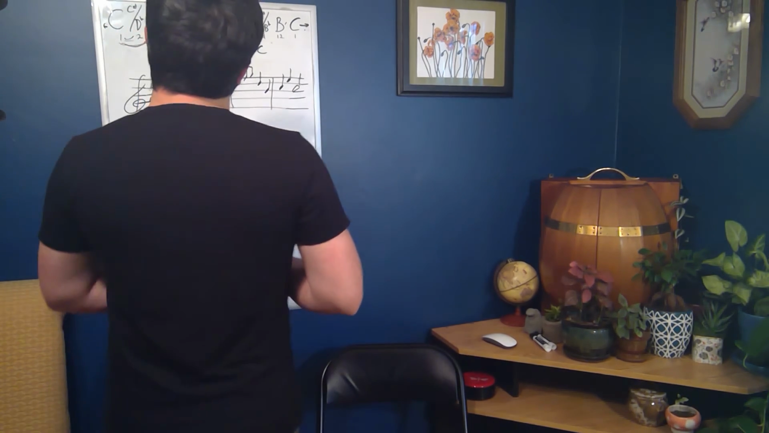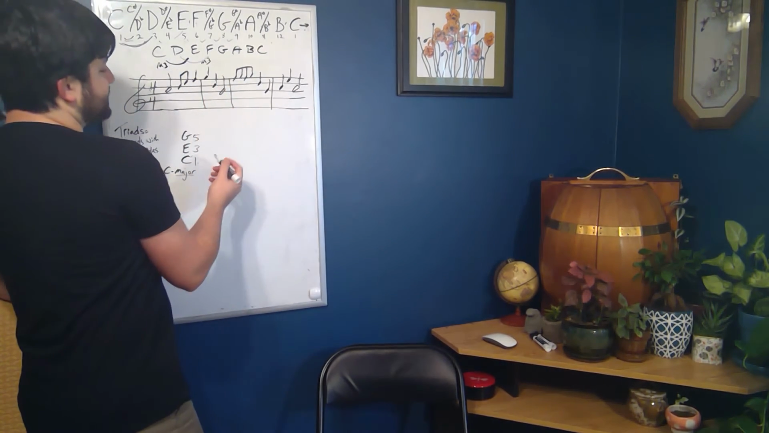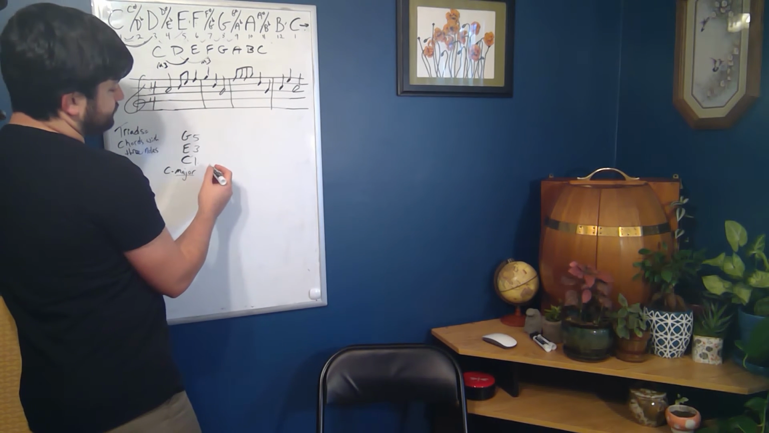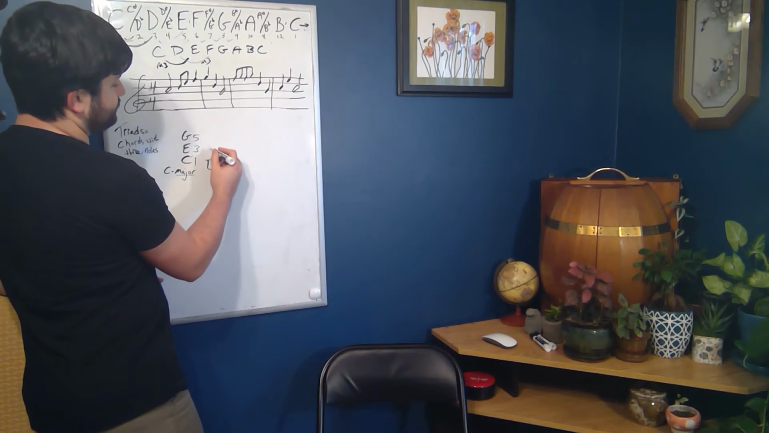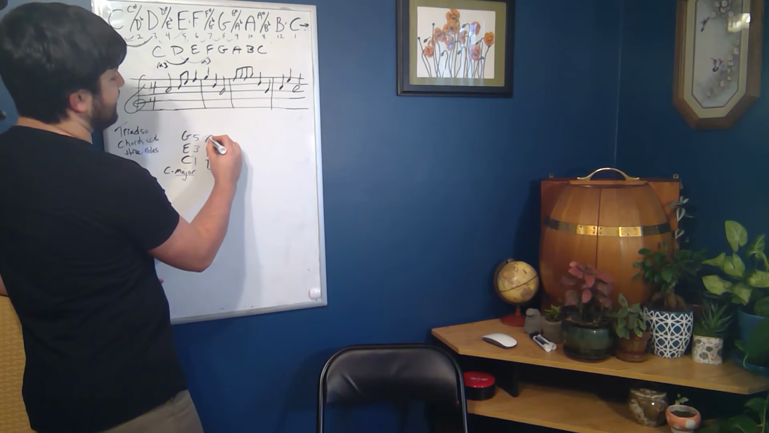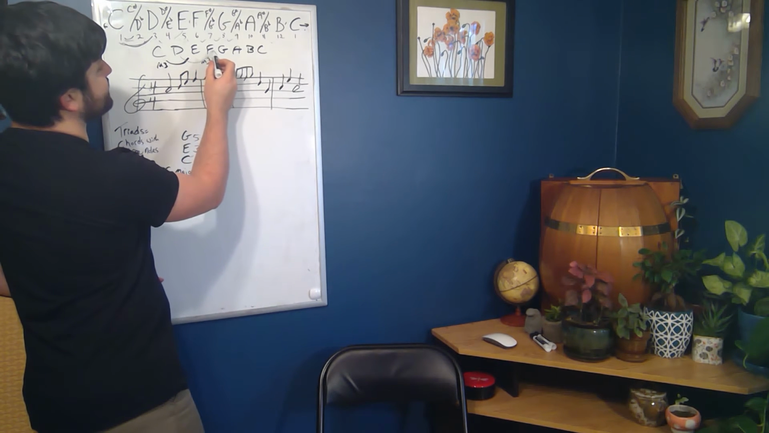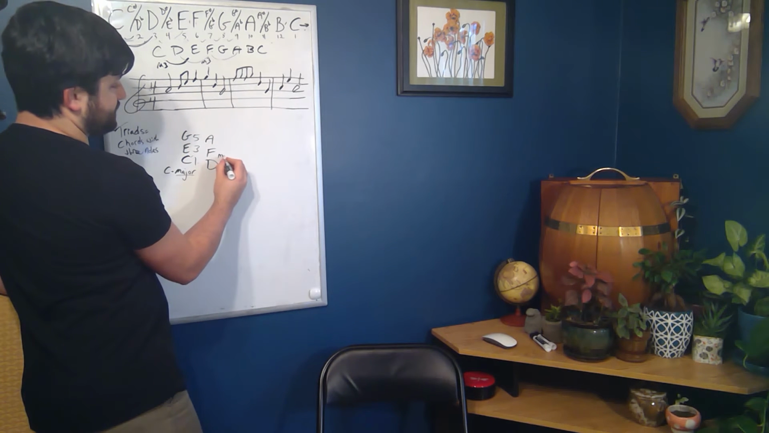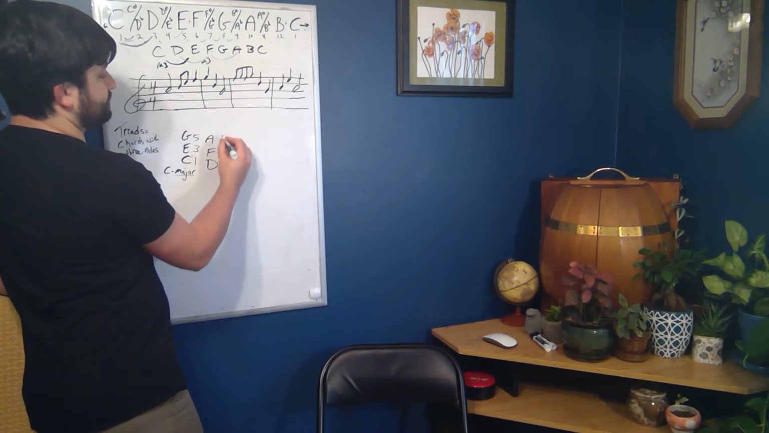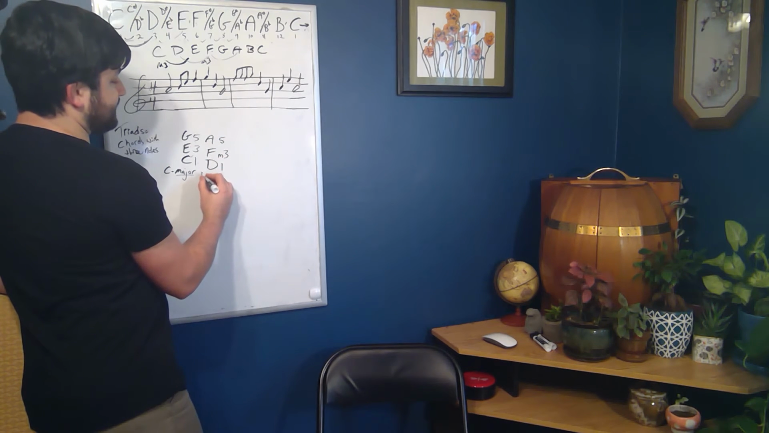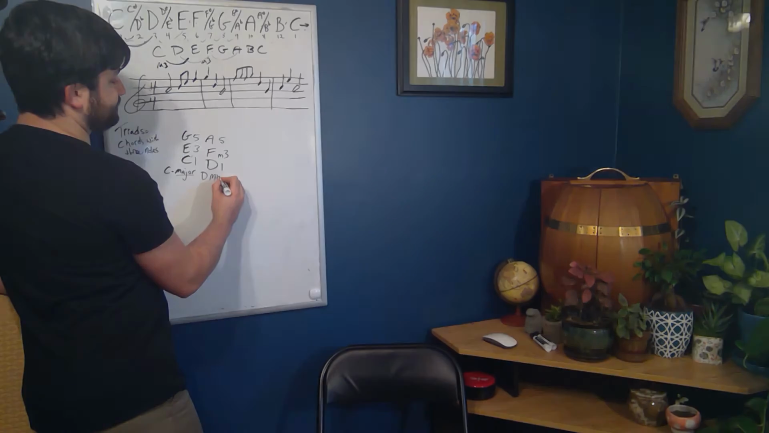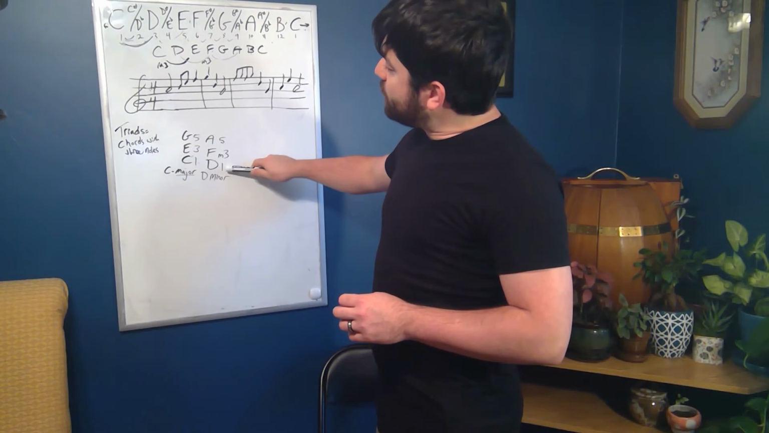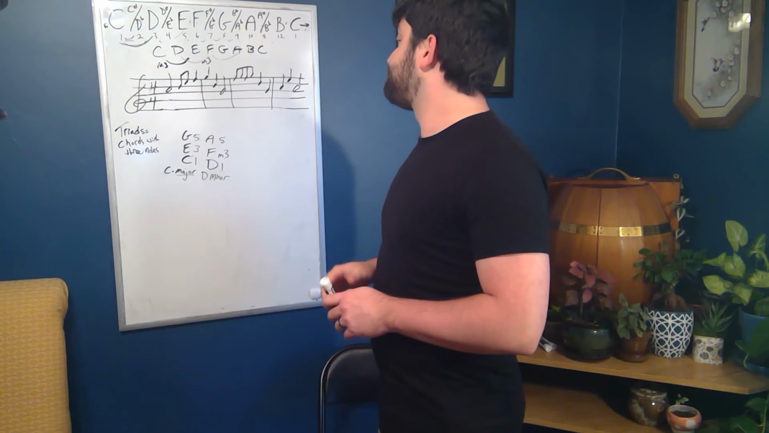But let's look at what a D chord would look like in C major. So D, F, and A, right? D, its third, and an A. We already know that this is a minor third. We'll put a little m there. And so this is a D minor chord. So, with a D minor, we have a 1, a minor 3, and a 5.